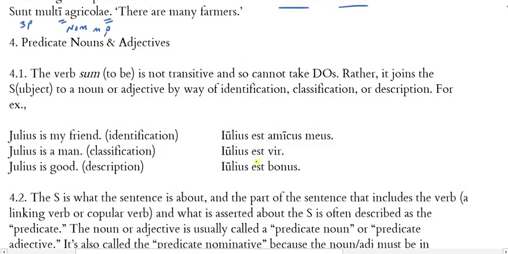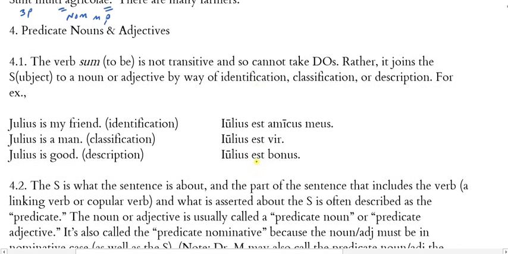And that brings us to point number 4, predicate nouns and adjectives. The verb sum is not a transitive verb. And transitive verbs take direct objects. Since this verb's not transitive, it cannot take a direct object. So when I see it, I'm not going to be looking for an accusative noun. What does the verb sum do? It joins the subject, which I will abbreviate with capital S, to a noun or an adjective by way of identification, classification, or description.